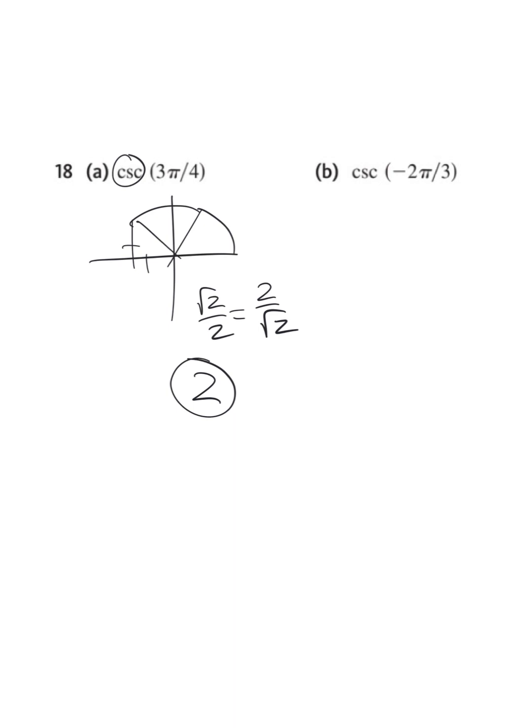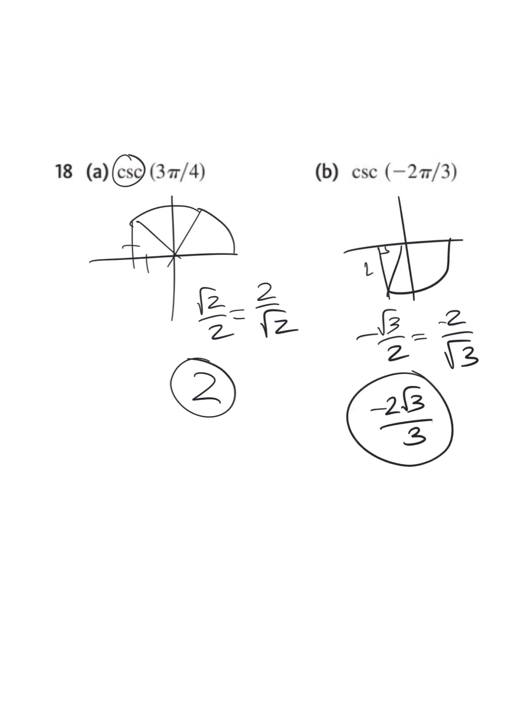And the cosecant of 2 pi over 3. Sorry, negative 2 pi over 3. That's negative 120. And again, it's the y value, which is the long leg, which is square root of 3 over 2. And the third quadrant is negative. Cosecant is the reciprocal. So again, when you rationalize this, you get negative 2 square root of 3 over 3.